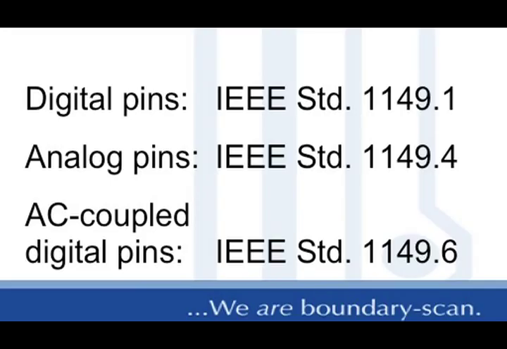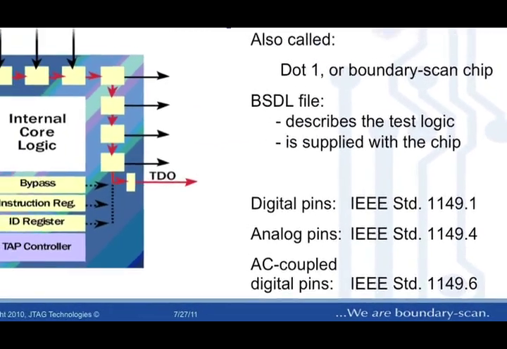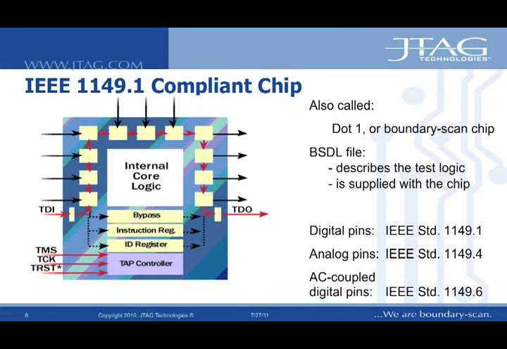The boundary scan register for digital pins is defined in IEEE Standard 1149.1. The boundary scan logic for analog pins in mixed signal devices is defined in IEEE Standard 1149.4, released in 1999. And the logic for high-speed AC coupled digital pins in IEEE Standard 1149.6, released in 2003. The .4 and .6 standards are both extensions to the original .1 standard, and access to the logic is through the JTAG interface. .1, .4 and .6 together cover the majority of pins found on printed circuit boards.